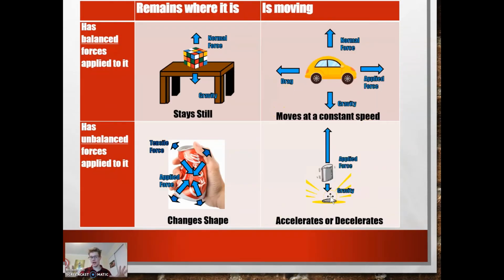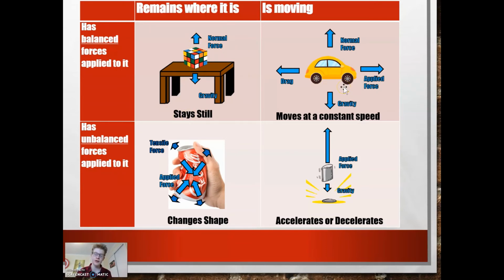I'm going to summarize all this up in a table here. If you're trying to learn anything in particular from today, memorize this table, all right? This table shows the differences between having balanced and unbalanced forces and when an object remains where it is or it's moving. Okay, so if an object remains where it is and has balanced forces acting upon it, it'll stay still, it'll remain exactly where it is. That's like this Rubik's Cube here.